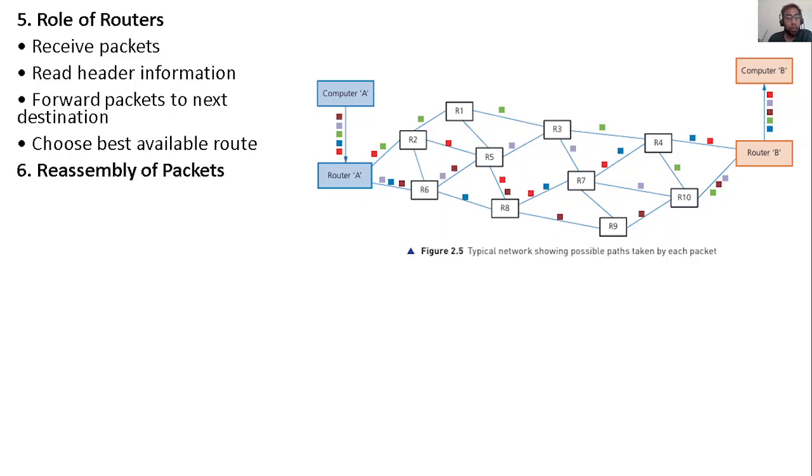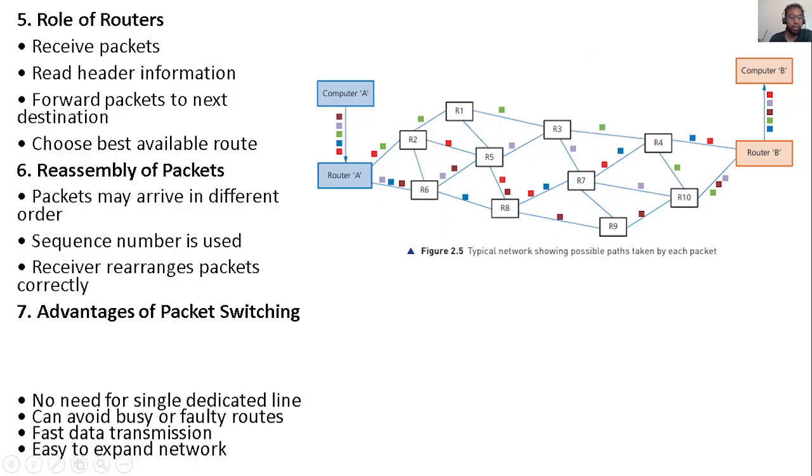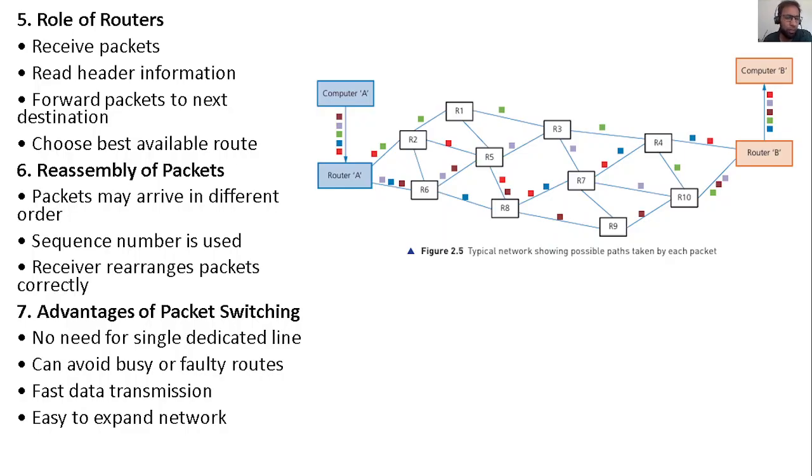Then there is reassembly of packets. Packets are reassembled at the destination, or at the receiver's end. The receiver rearranges packets correctly, and once they are reassembled, obviously they are stored, whether it's a file or whatever data it is. Next is advantages.